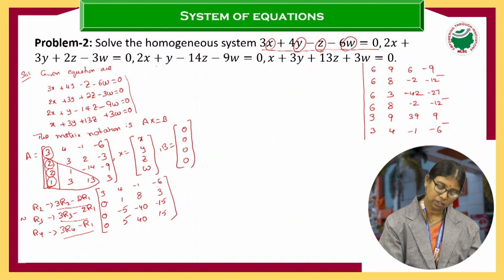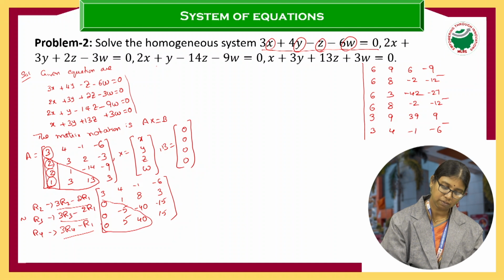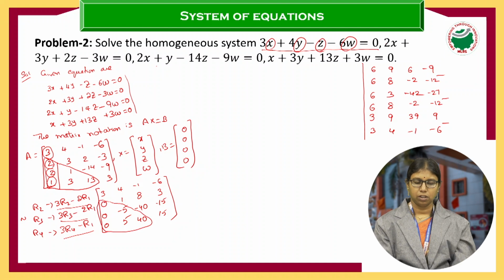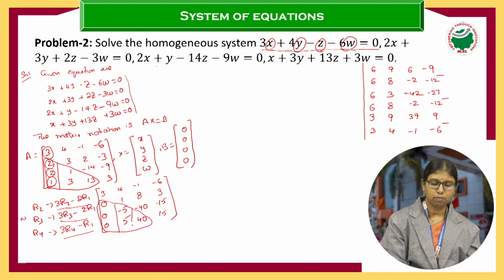Now, we again represent the lower diagonal values. These are your lower diagonal values. So, we converted all the first column values to 0. Now, you convert all the second column values to 0.